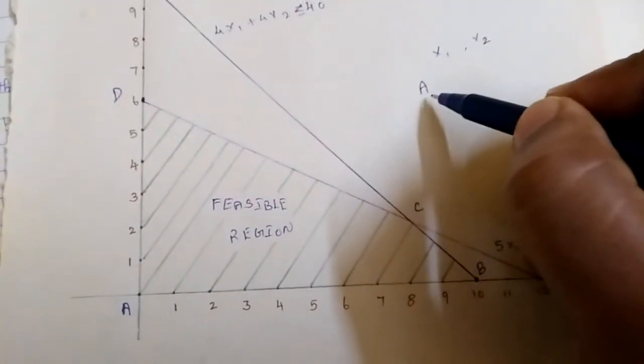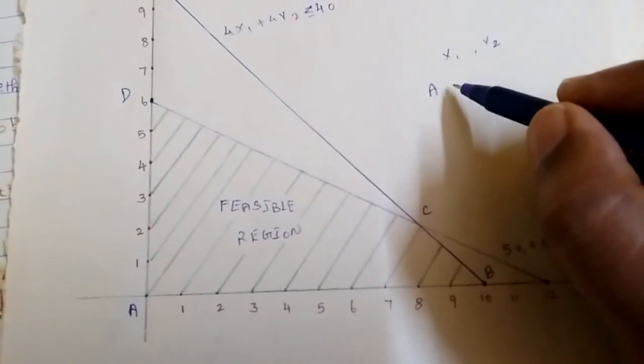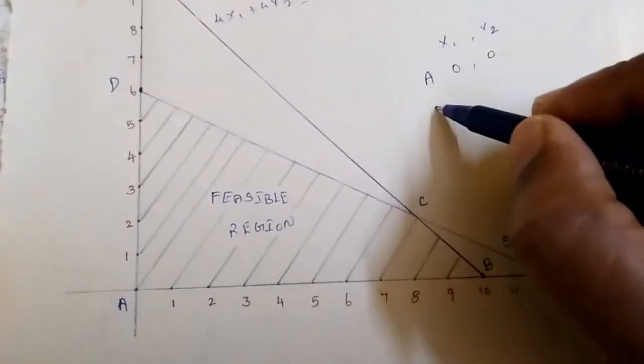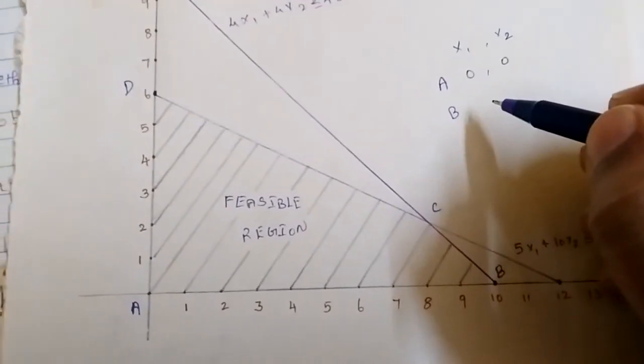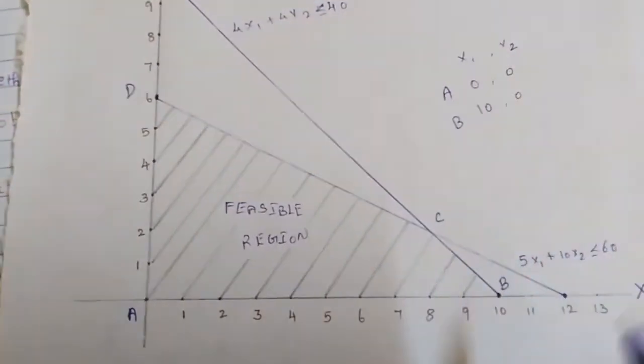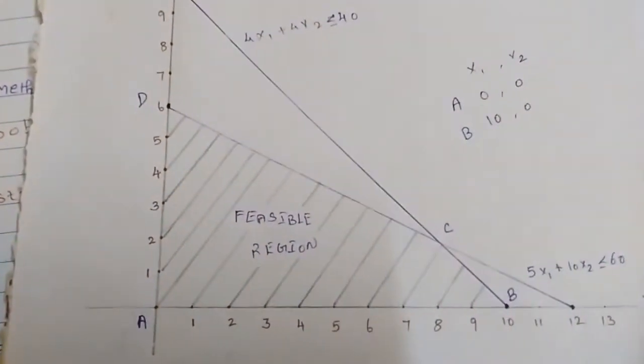I will write and show it here. For A it's 0, 0. For B, what is this? X1 is 10, X2 is 0. Correct? X1 value is 10, but X2 is 0.